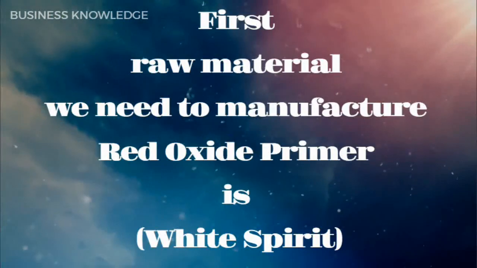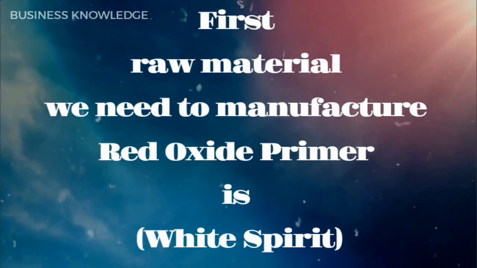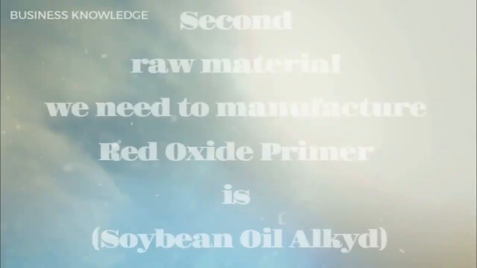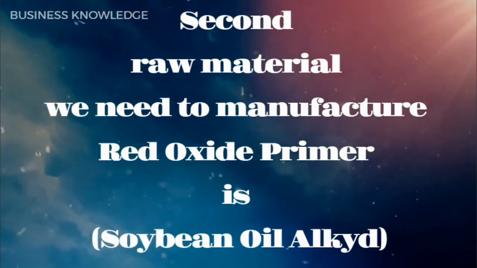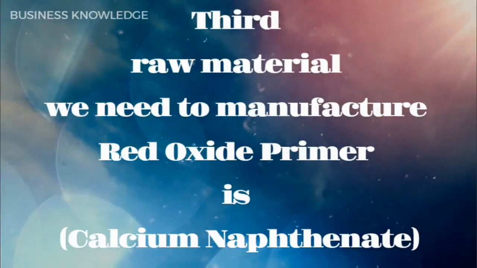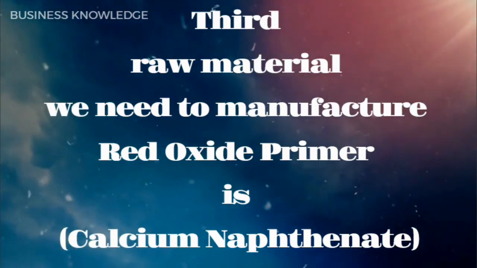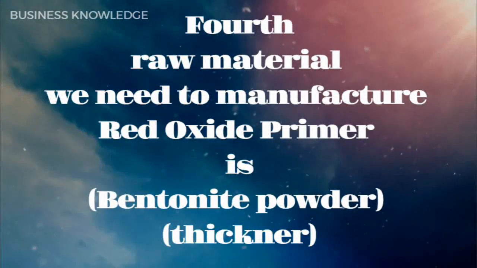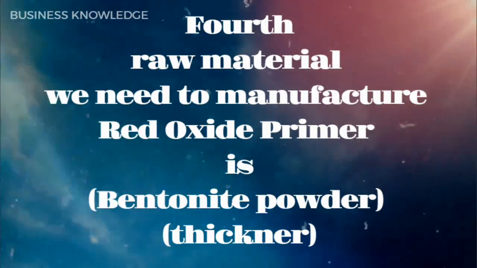First raw material we need to manufacture red oxide primer is white spirit. Second raw material we need to manufacture red oxide primer is soybean oil alkyd. Third raw material we need to manufacture red oxide primer is calcium naphthenate. Fourth raw material we need to manufacture red oxide primer is bentonite powder as a thickener.